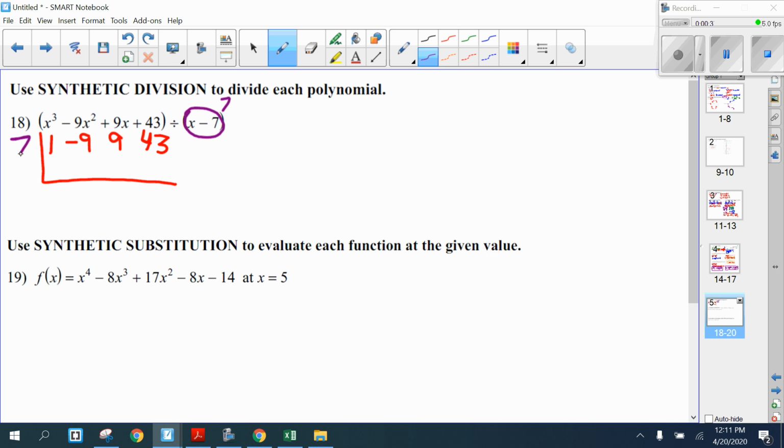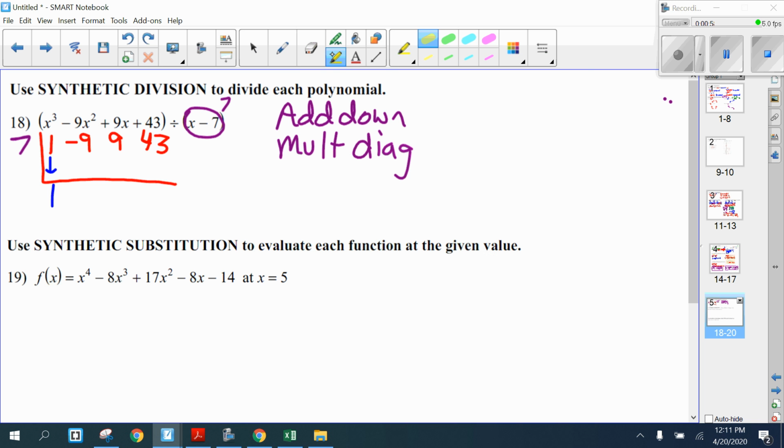Now the rules are add down, multiply, diagonal. Add down, multiply, diagonal. So you start with that number 1 and you add down. Well, there's nothing to add, so you just basically bring it down. And then multiply diagonal. 1 times 7 is 7, and it goes right there.